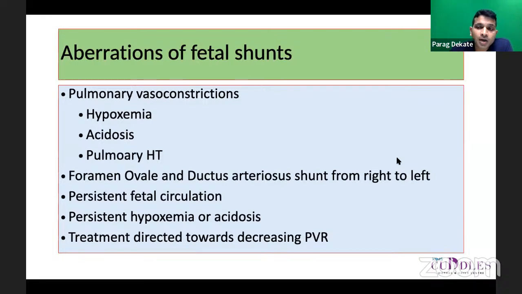They will persist and stay right to left. So you have seen fetal circulation, they are right to left. But if there is a persistence of fetal circulation after birth also, they will be right to left. So there might be a persistence of fetal circulation.